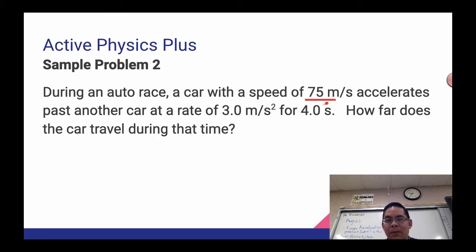So in terms of the important numbers, 75 meters per second, that's the initial speed. 4 seconds is time. 3.0 meters per second squared is the acceleration, because that's the units of our acceleration. And I want to know how far does it travel, which is a distance. So that's VI. This is acceleration. This is T. And then how far is the distance.